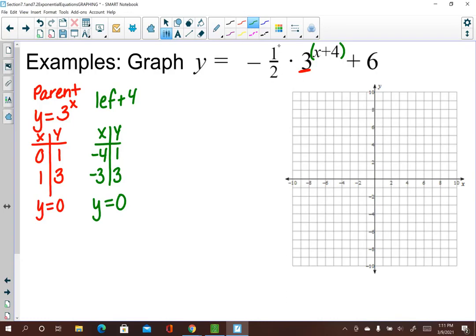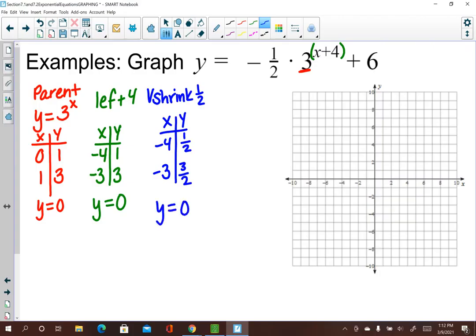The next one would be this 1/2 on the outside here. That is a vertical shrink by 1/2. In order to do that, we multiply all the y's by 1/2. The x's don't change, so we have 1/2, 3/2, 0 times 1/2 is still 0. We have a negative, which is its own reflection. Don't try to group it together with something else. Let it be its own entity.